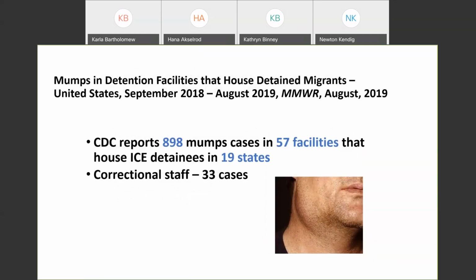CDC reported a significant mumps outbreak. Mumps is a difficult disease, with asymptomatic transmission. It's hard to control. Yes, its vaccine can be protective, but vaccine immunity wanes over time. And particularly when you have immigrant populations who may not be vaccinated, this has created outbreak settings, particularly in ICE facilities, with a dramatic nationwide outbreak reported in 2019. You can see the numbers: almost 1,000 cases in 57 ICE facilities in 19 states.